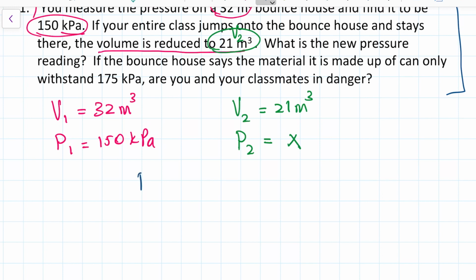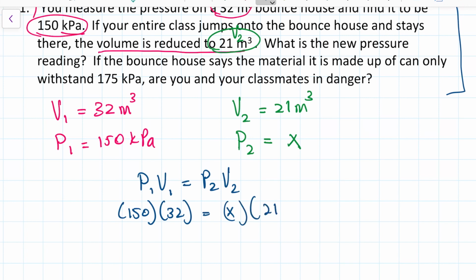So now I'm going to write the formula for Boyle's law. P1V1 equals P2V2. And I'm going to plug in the numbers. P1 is 150. V1 is 32. P2 is X. V2 is 21. Now I'm going to wait 5 seconds while you pause the video and work this out.